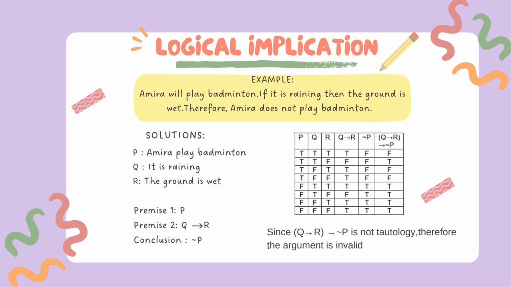And on the left, we can see the truth table for Q implies R implies not P. The truth value for P is true, true, true, true, false, false, false, false. Q, true, true, false, false, true, true, false, false. And then R, true, false, true, false, true, false, true, false. After that, Q implies R, true, false, true, true, true, false, true, true, and not P is false, false, false, false, true, true, true, true, and lastly we have our result, which is false, true, false, false, true, true, true, true, which is a contingency. In conclusion, since Q implies R implies not P is not a tautology, therefore the argument is invalid.